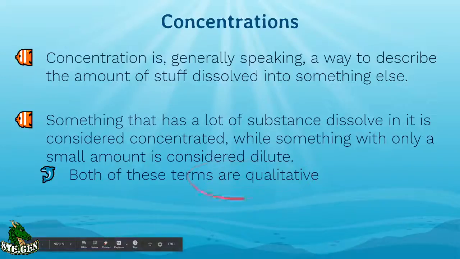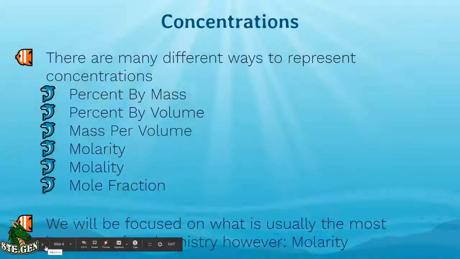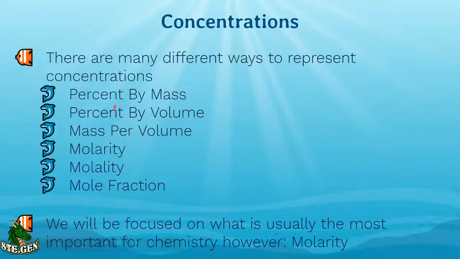So these terms are qualitative. They don't have actual numbers associated with them. Now, there are a ton of ways to represent concentrations, and if we had this as a full chapter, we would have gone through all of these at least a little bit. If you take advanced chemistry, we will go through these. There's percent by mass, percent by volume, mass per volume, molarity, molality, and mole fraction.